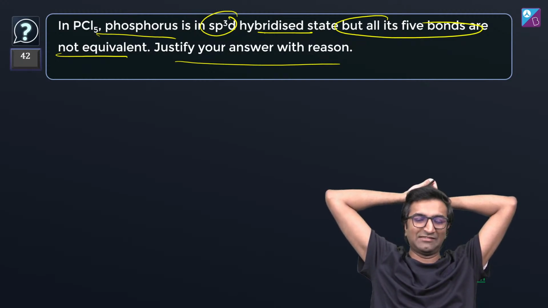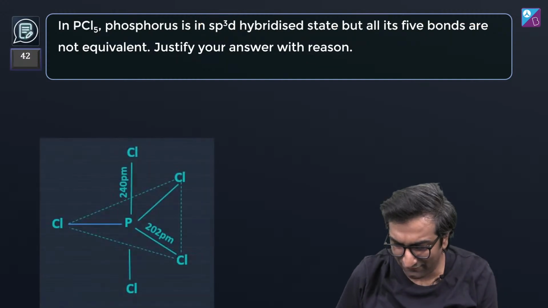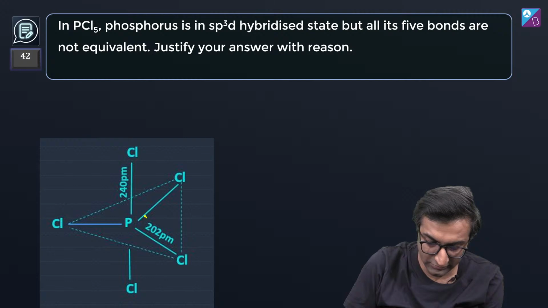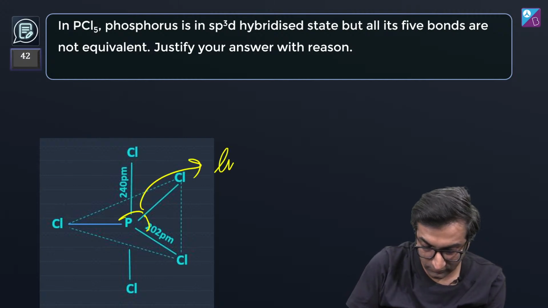He says Shlok, axial or equatorial. Yeah. PCl5, right? This is the actual numbers, etc. So the repulsion here is more.